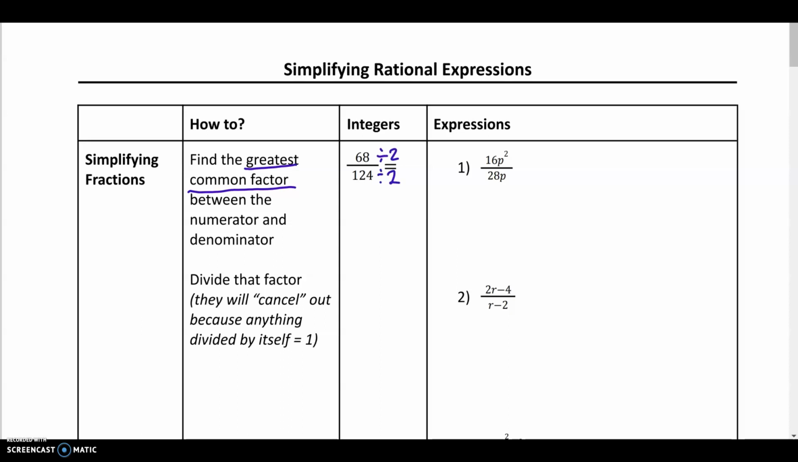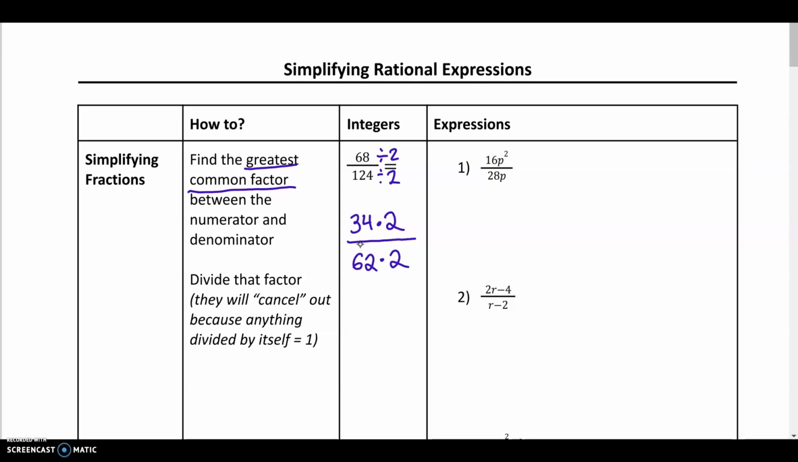Now, I'm going to do that, and before I actually divide it out, I'm going to rewrite it as a product. So I know 68 divided by 2 would be 34, so that means 68, written equivalently, is 34 times 2. Whereas 124 divided by 2 would be 62, so I can rewrite 124 as 62 times 2. Now, we often skip this step of writing this out, but the reason I do this is to show you why this simplifies. When you write it like a product like this, you can see that they have a common factor of 2 here.